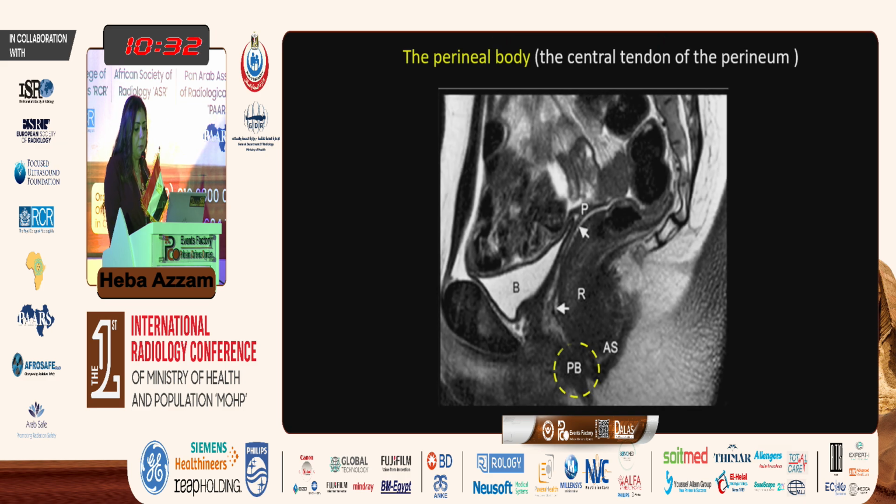The perineal body is a pyramidal-shaped muscular fibrous structure situated between the vagina and the anus. It's also called the central tendon of the perineum because it receives attachment from the puborectalis muscle, perineal muscle, and anal sphincter.